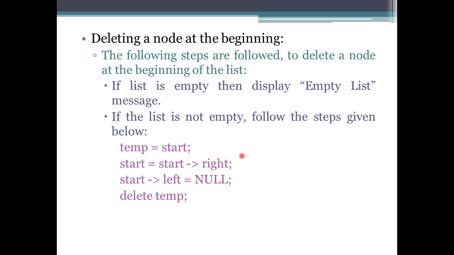So that's why what the start is having is stored into the temporary variable, and now we are initializing the start with start's right. Start's right means initially the start's right here is 200.